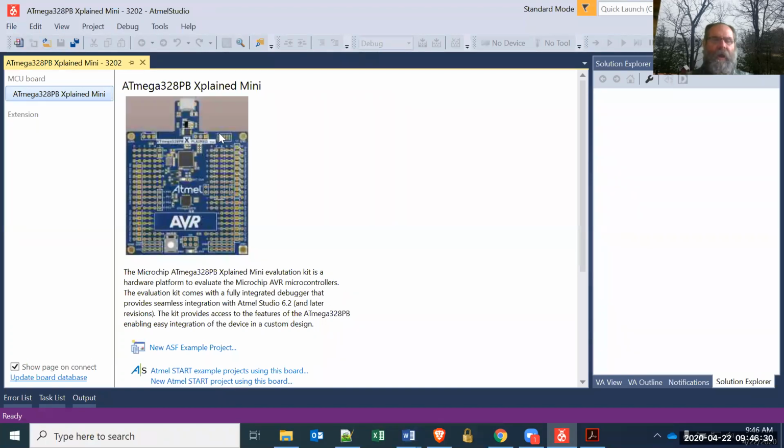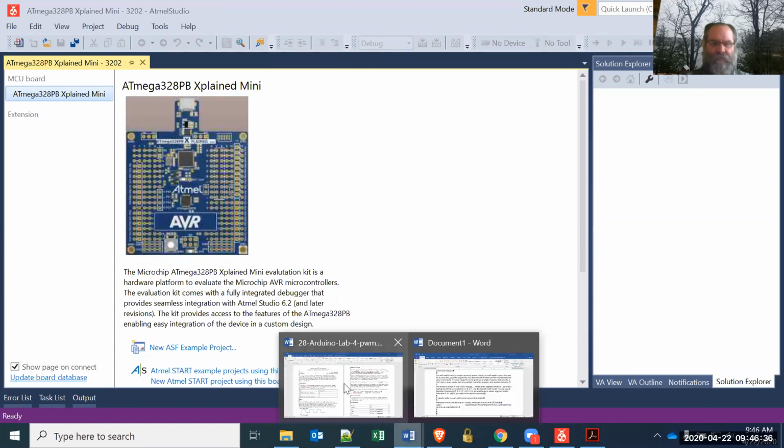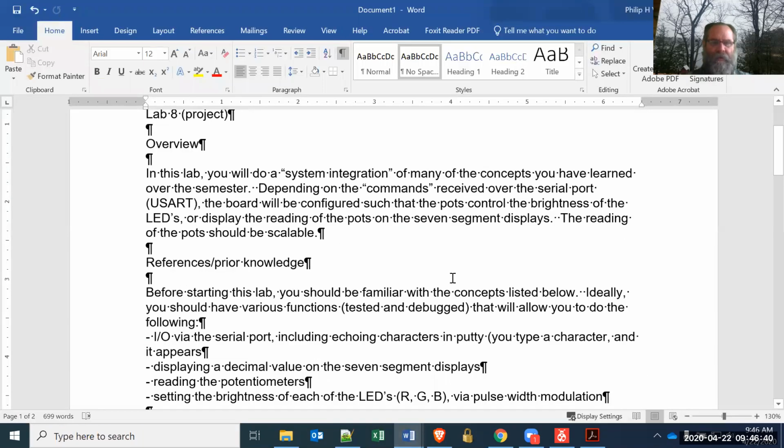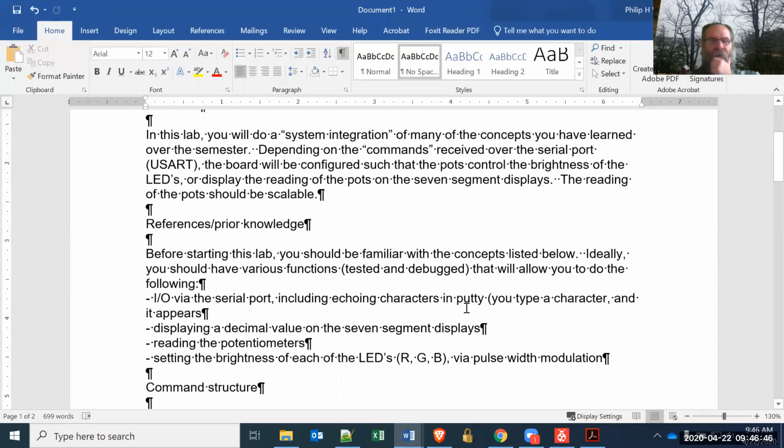All right, next piece. Let me talk about what's going on here. Pieces for the last lab. You are going to be using the serial port. You are going to be typing commands to your board.